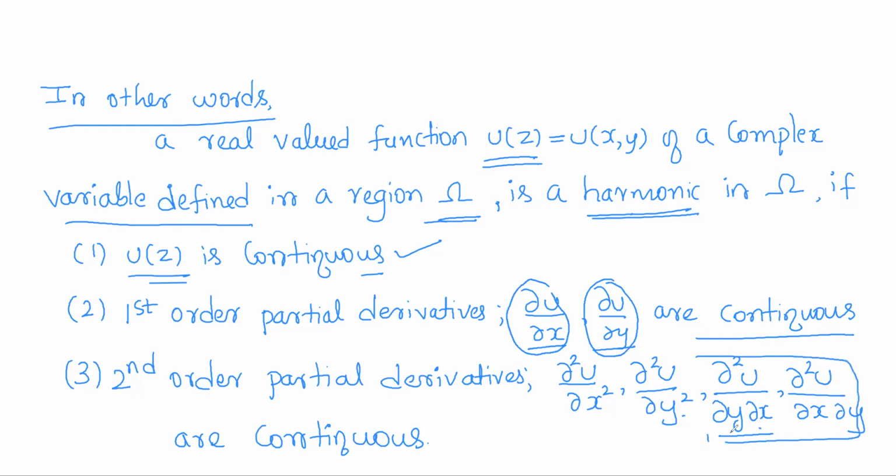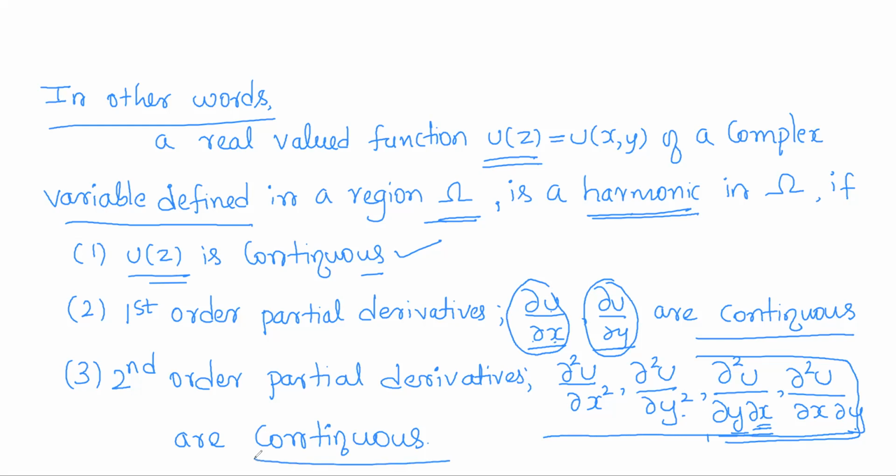So these two are called mixed derivatives in particular, as they include both the independent variables. So ∂²u/∂y∂x is got by differentiating ∂u/∂x with respect to y, and ∂²u/∂x∂y is got by differentiating ∂u/∂y with respect to x partially. So these four derivatives are called second order partial derivatives of u.